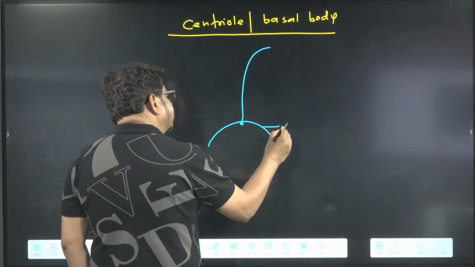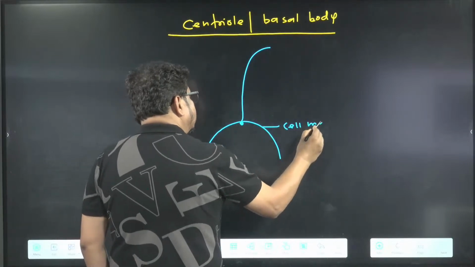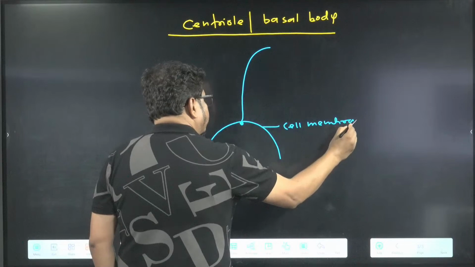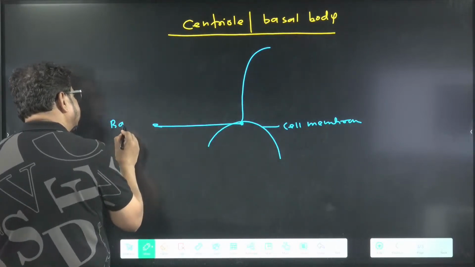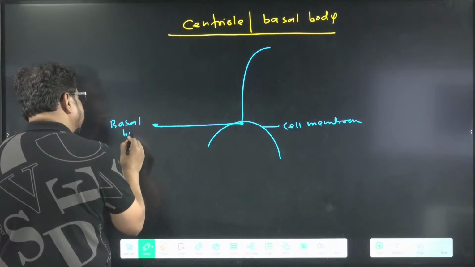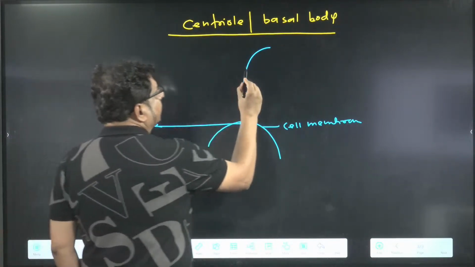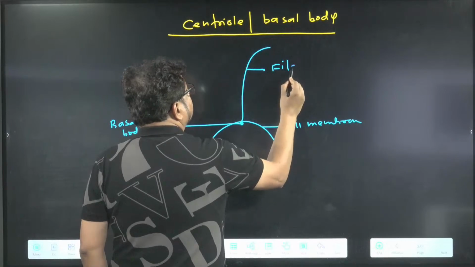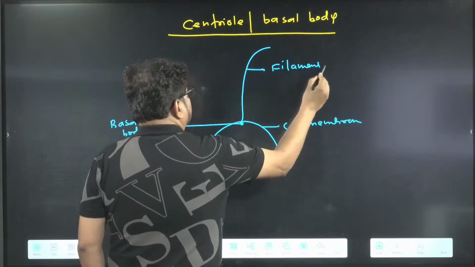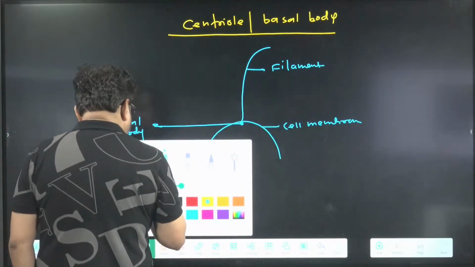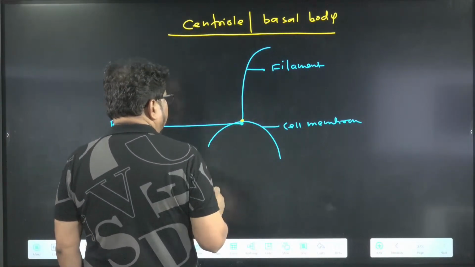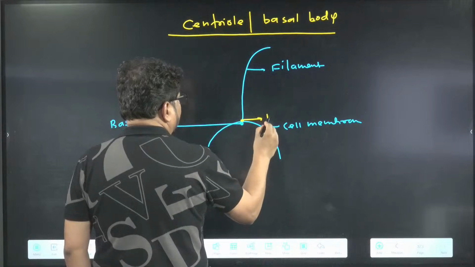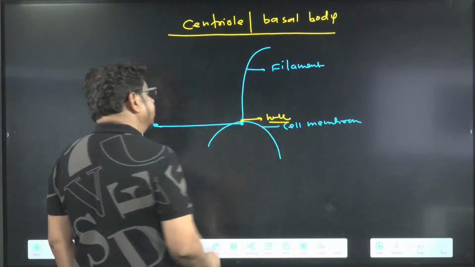So suppose that this is the cell membrane. What is this? It is the basal body. And this is what? Filament. And the part that connects the filament and the basal body is what? Hook. Getting the thing?